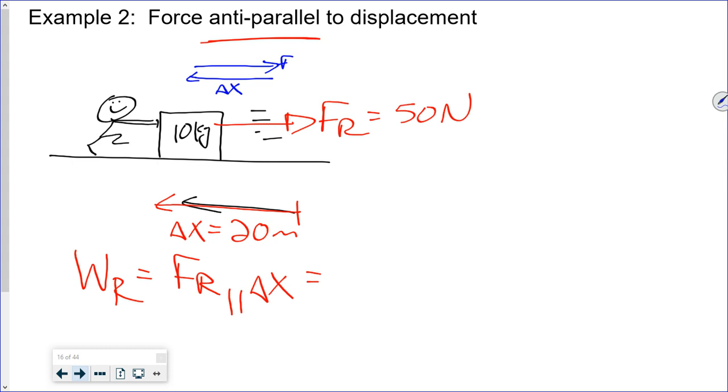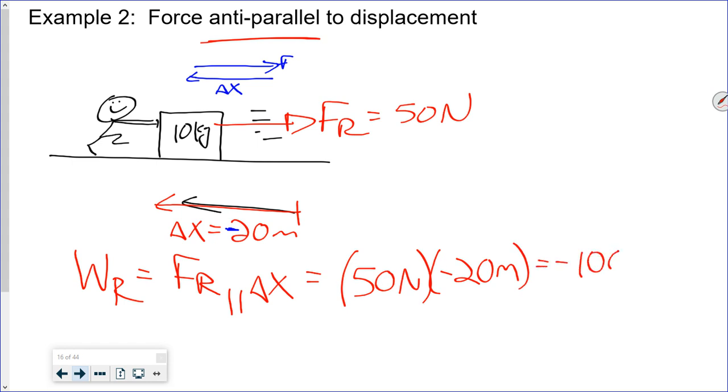The thing to notice here is in this instance, my displacement is negative because the box is sliding to the left. So I'm going to simply multiply 50 newtons worth of force times negative 20 meters worth of displacement, which gives me negative 1,000 joules. Remember, anytime your force opposes your motion, you're going to have negative work. In that previous example, the force was contributing to the motion, so we had positive work.